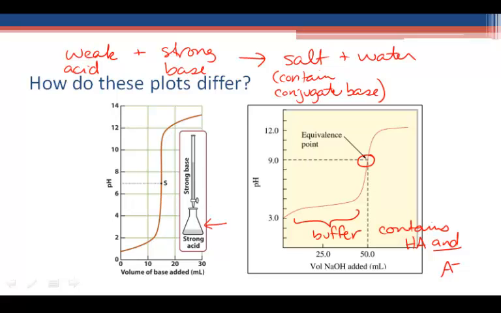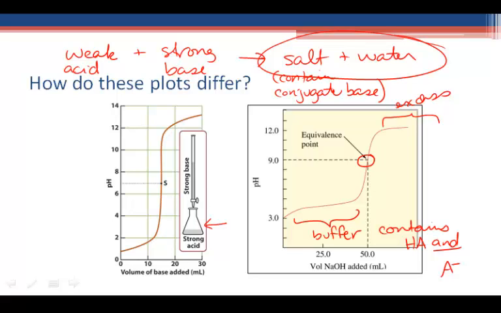Now, as we get to that equivalence point, the point at which we have equal moles of the acid and the strong base, so that we get to the point where we have just the salt and the water, notice now we have just the salt and the water, but that salt contains our conjugate base. So it makes sense now that our equivalence point is at a pH above 7. Okay? Up here now, we've added excess base, so our pH goes up really high.